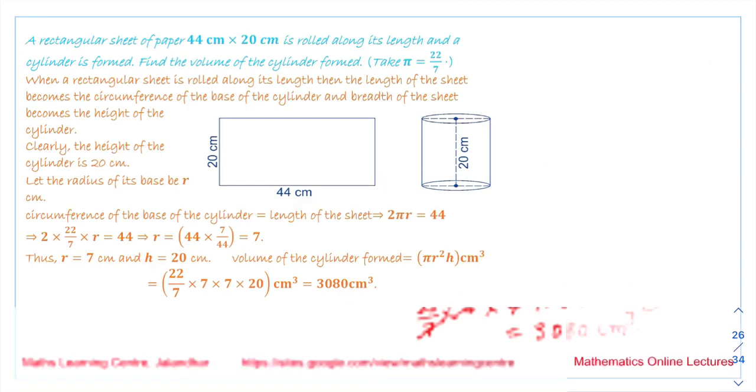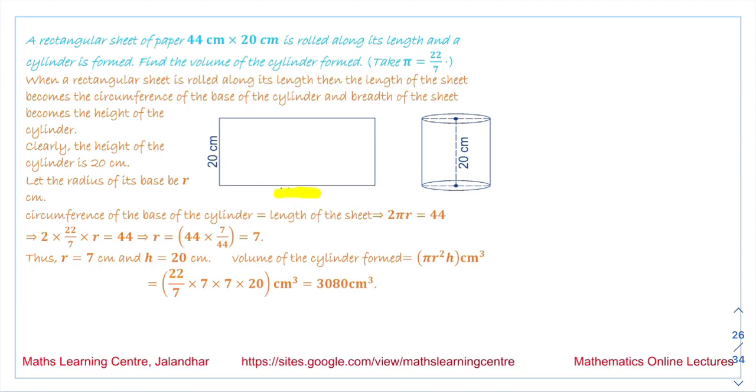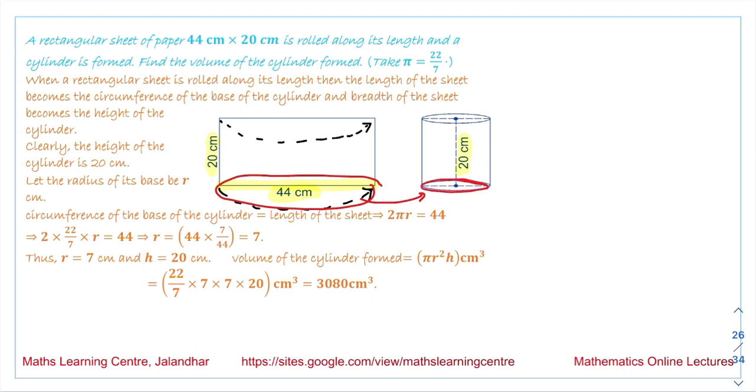Next, we are given a rectangular sheet of paper 44 cm into 20 cm, rolled along its length, and a cylinder is formed. So what basically we have done, we have joined this to this and this to this, and we have rolled it like this. So we have made the cylinder over here. The cylinder that is made over here, its height is 20 cm.